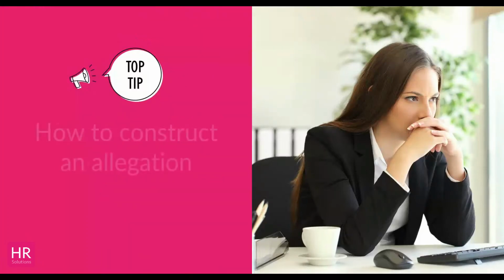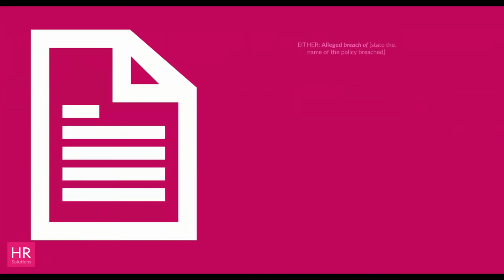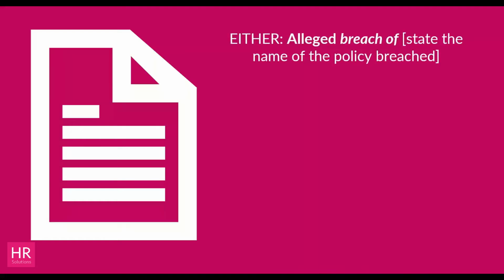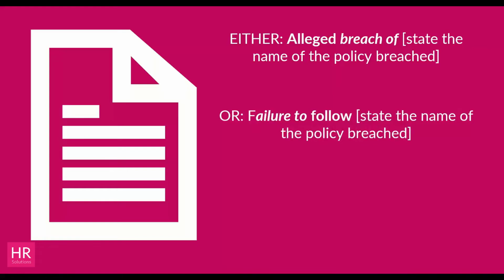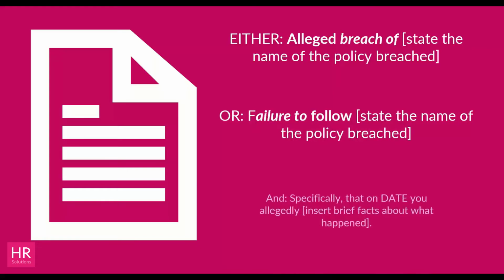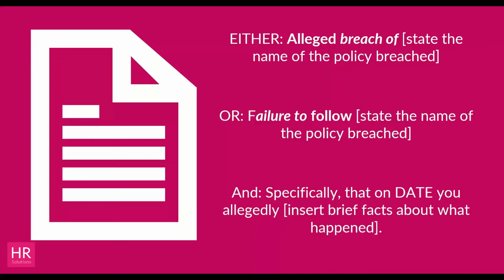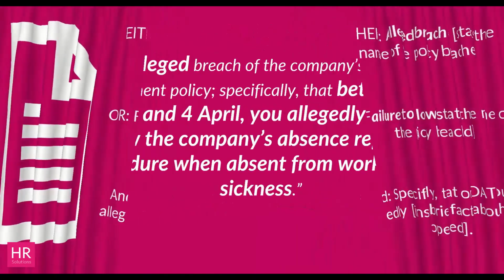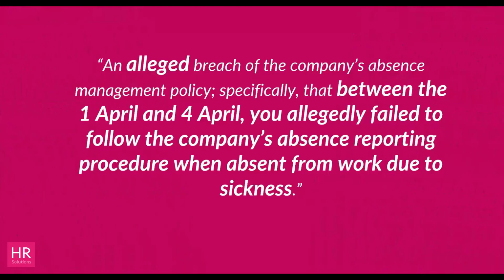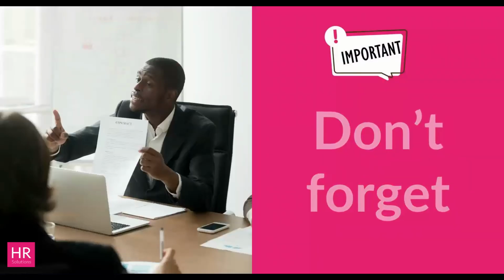So with that in mind, we have a top tip for you on how to construct an allegation. In this example, you will say that it's an alleged breach of, or a failure to follow, and then you would add the specifics, so the date, you allegedly, and then set out the brief details. For example, it could read something like this: an alleged breach of the company's absence management policy, specifically between the 1st and 4th of April, you allegedly failed to follow the company's absence reporting procedure when absent from work.